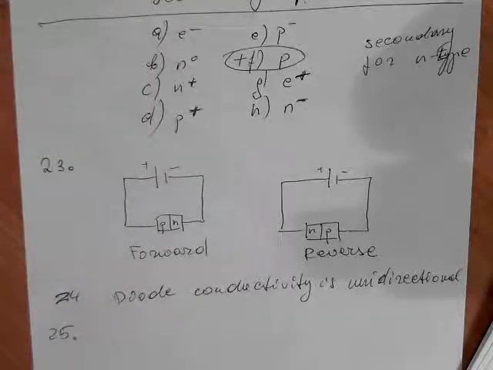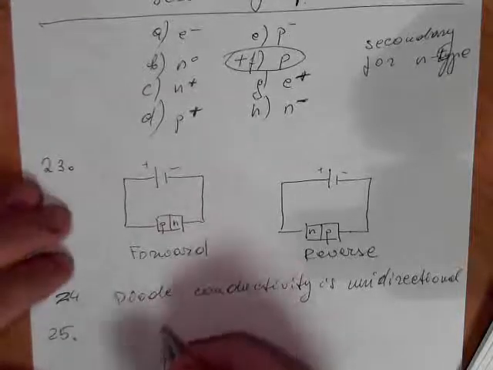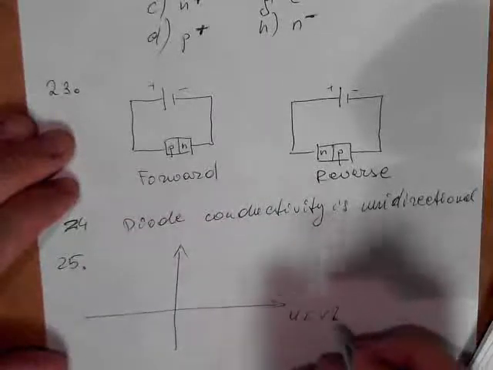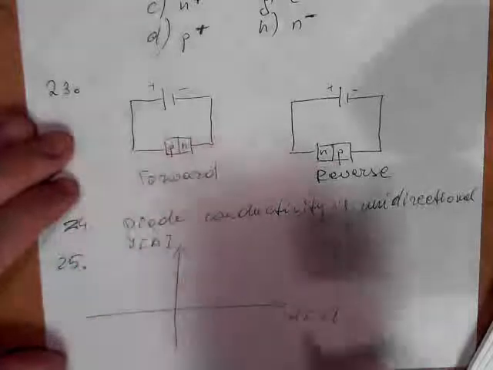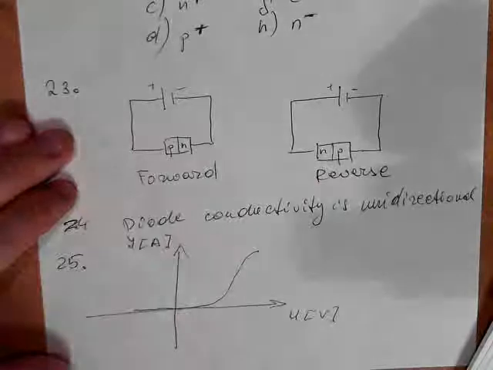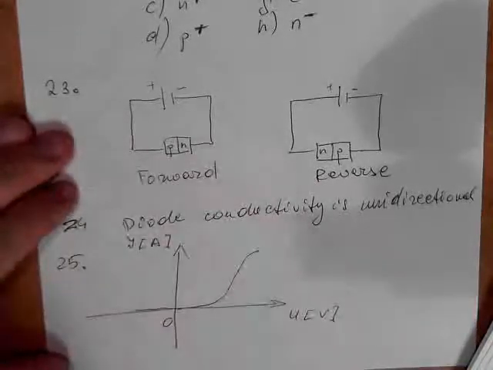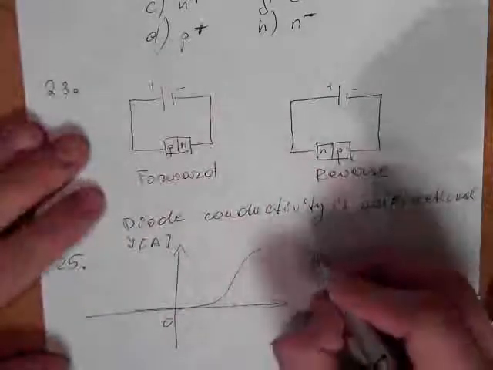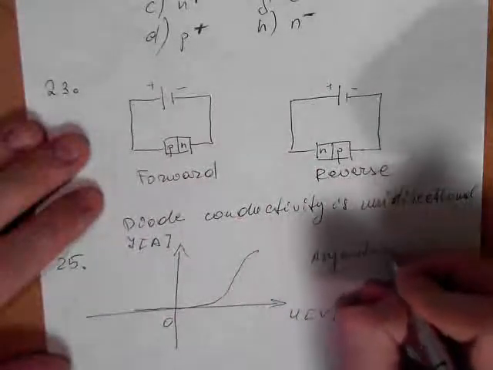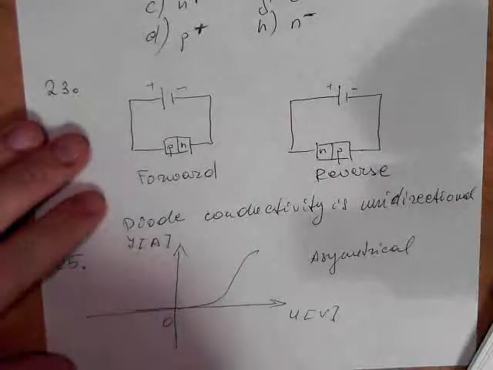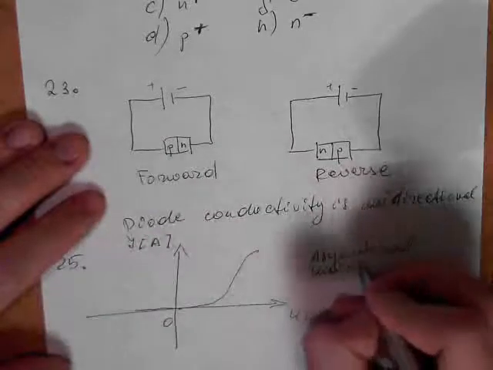Volt ampere characteristic of a diode. So the volt ampere characteristic of a diode that you obtained during labs was U in volts, I in amperes, and it was like this. So what can we say that is asymmetrical compared to the light bulb? Asymmetrical, and it is unidirectional conductivity.